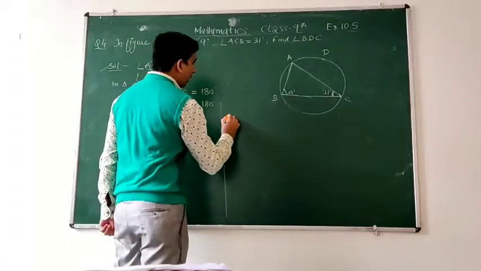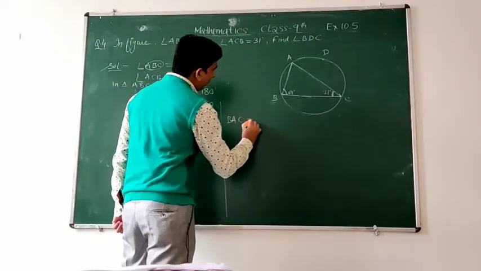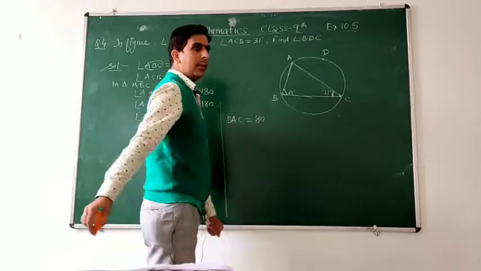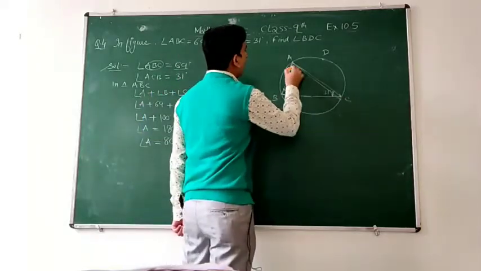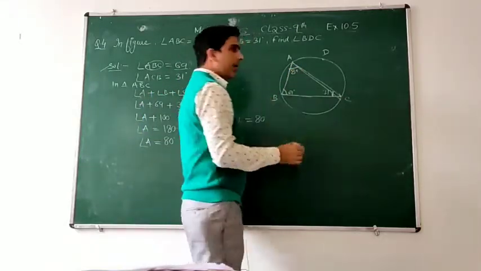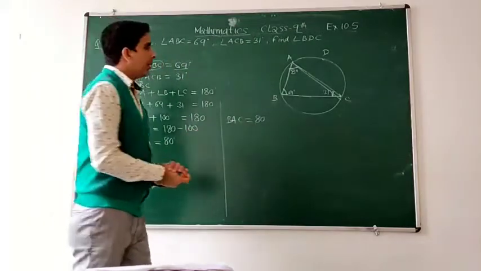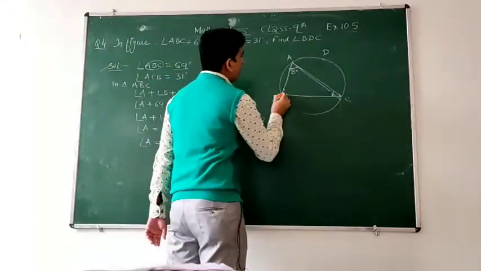So we can write here angle BAC is equal to 80 degrees. Angle BAC is equal to 80 degrees. Angle A is the name of angle BAC, right? Now erase this and join this.